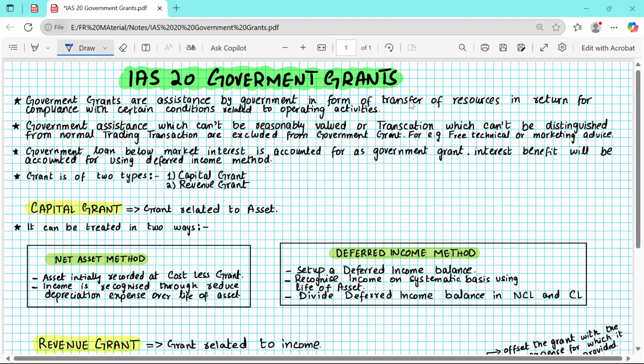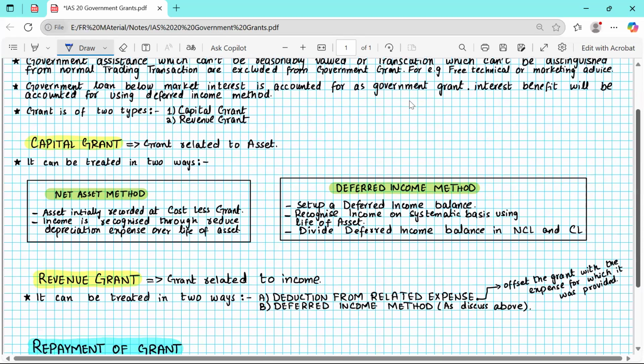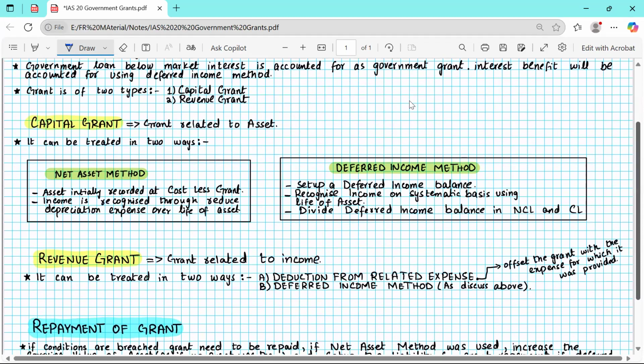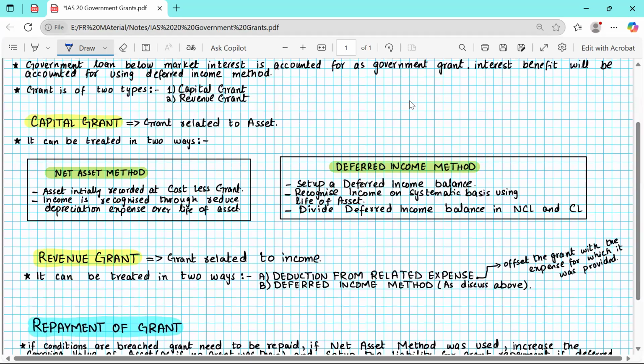Okay, now comes the main part, the calculation part. How do we treat the government grant? For the treatment you need to know what type of grant it is. The grant is of two types: first one is the capital grant and the second one is the revenue grant. It depends upon which type of grant it is, we will treat that accordingly. Let's start with the capital grant first and see what its accounting treatment is, and then we will talk about the revenue grant.